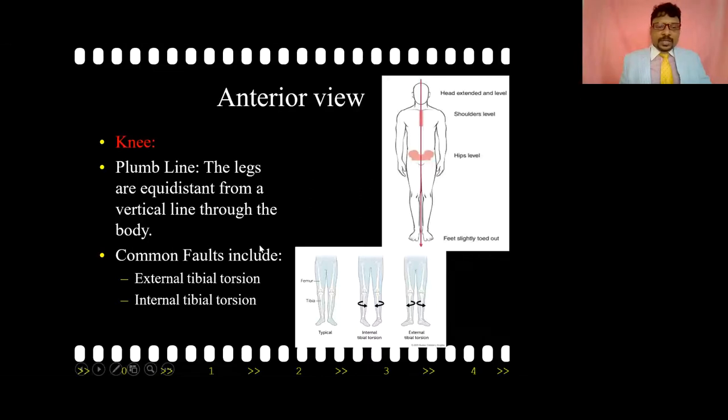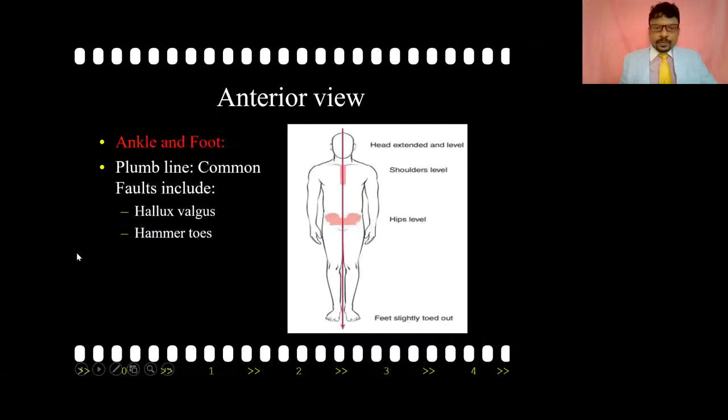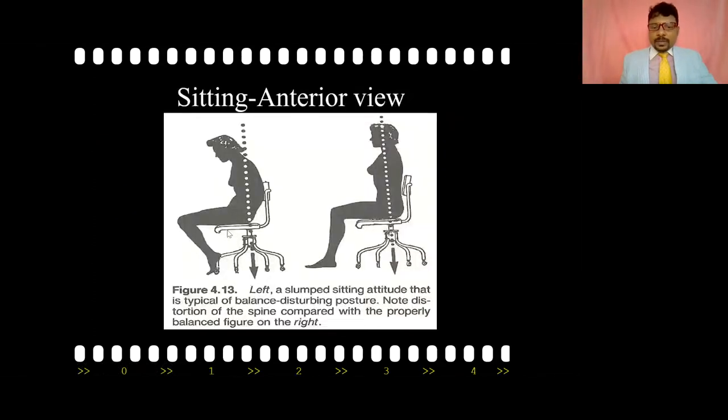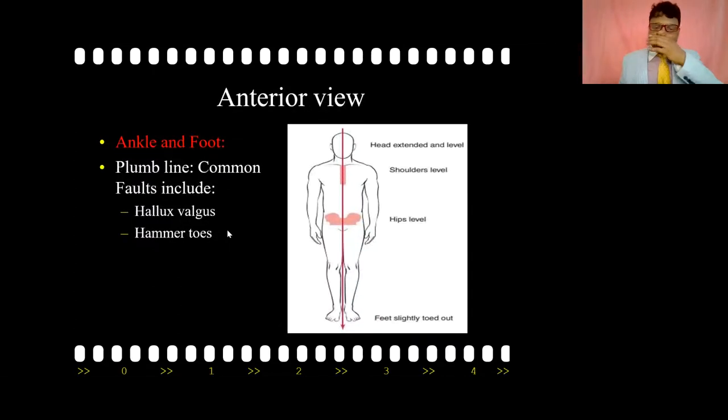There are also changes in the knee, if anybody has external tibial torsion. In these conditions, with rotation of the tibia, this external or internal rotation may alter the posture. It may give an abnormality. And also the ankle and foot. It may give hallux valgus, and hammer toes may also occur. The big toe is going to face the problem. So these are the complications commonly found.